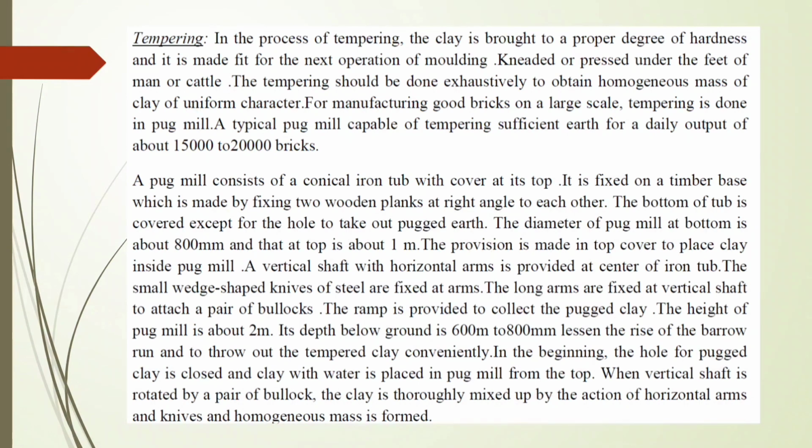For manufacturing good bricks on a large scale, tempering is done in a pug mill. A typical pug mill is capable of tempering sufficient earth for a daily output of about 15,000 to 20,000 bricks.